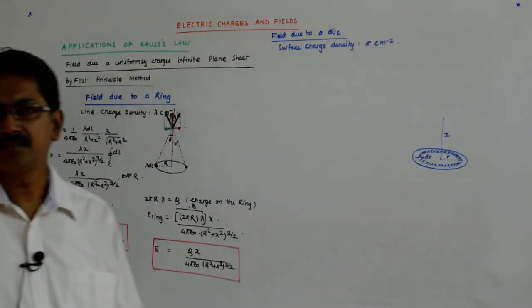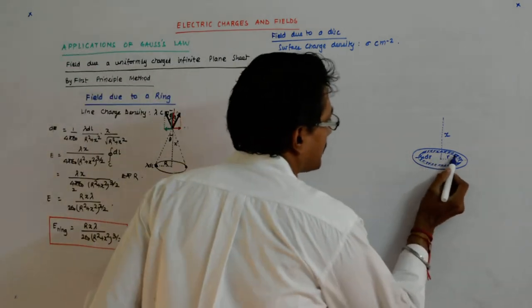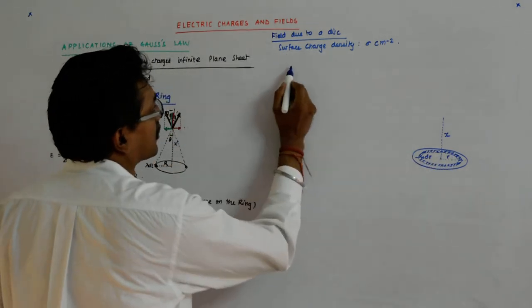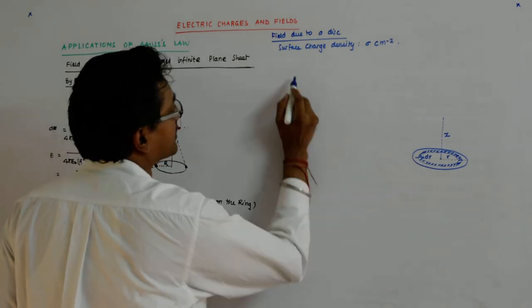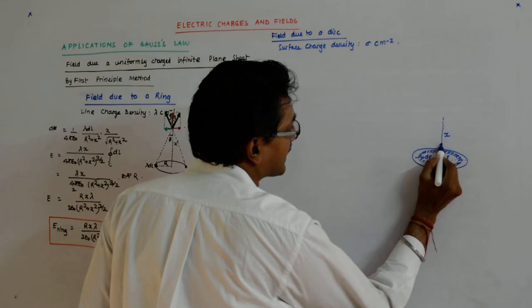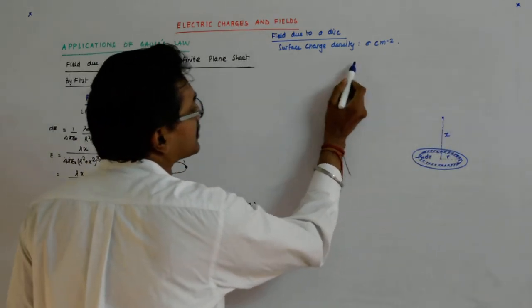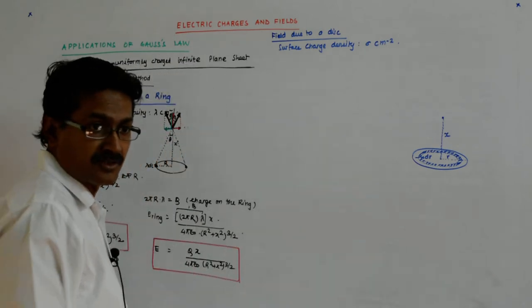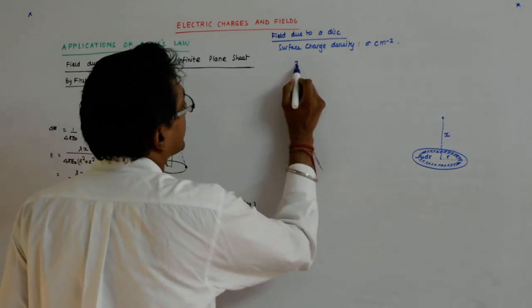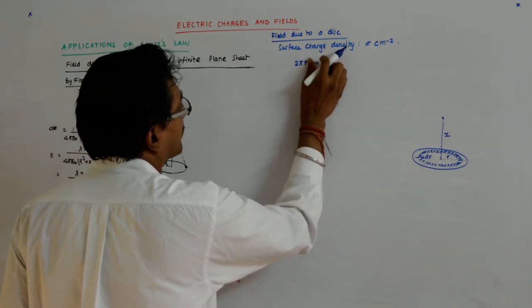So what happens is, if I'm here, what is the length of this whole strip? The strip is at length x, at which we require the field. So what is the length of the strip? It is 2 pi r, sorry, 2 pi r.